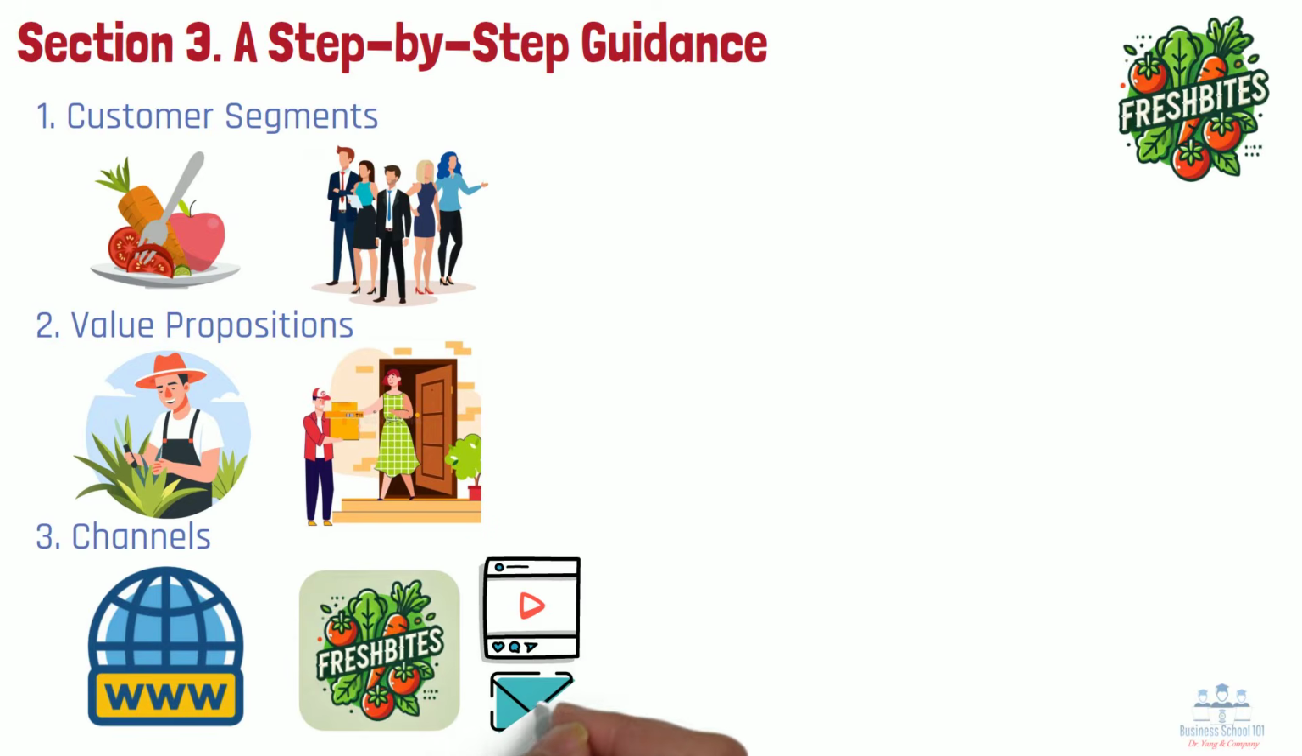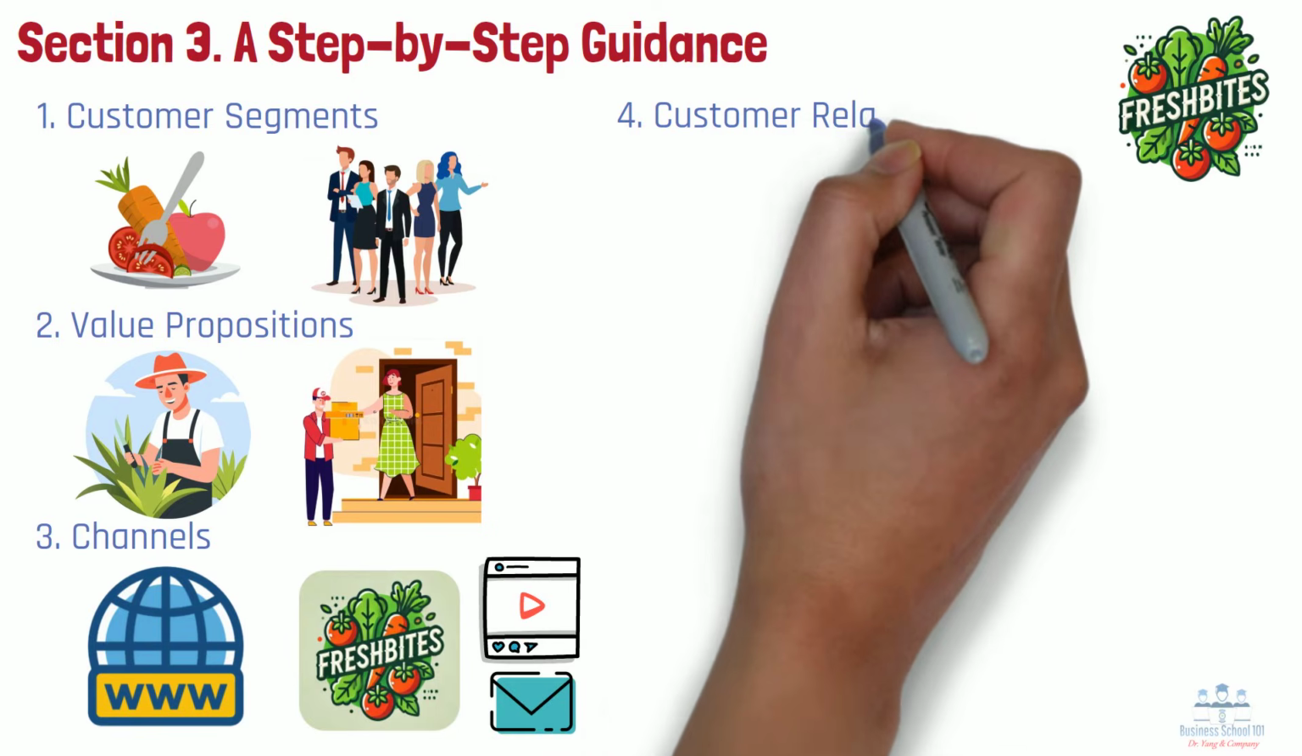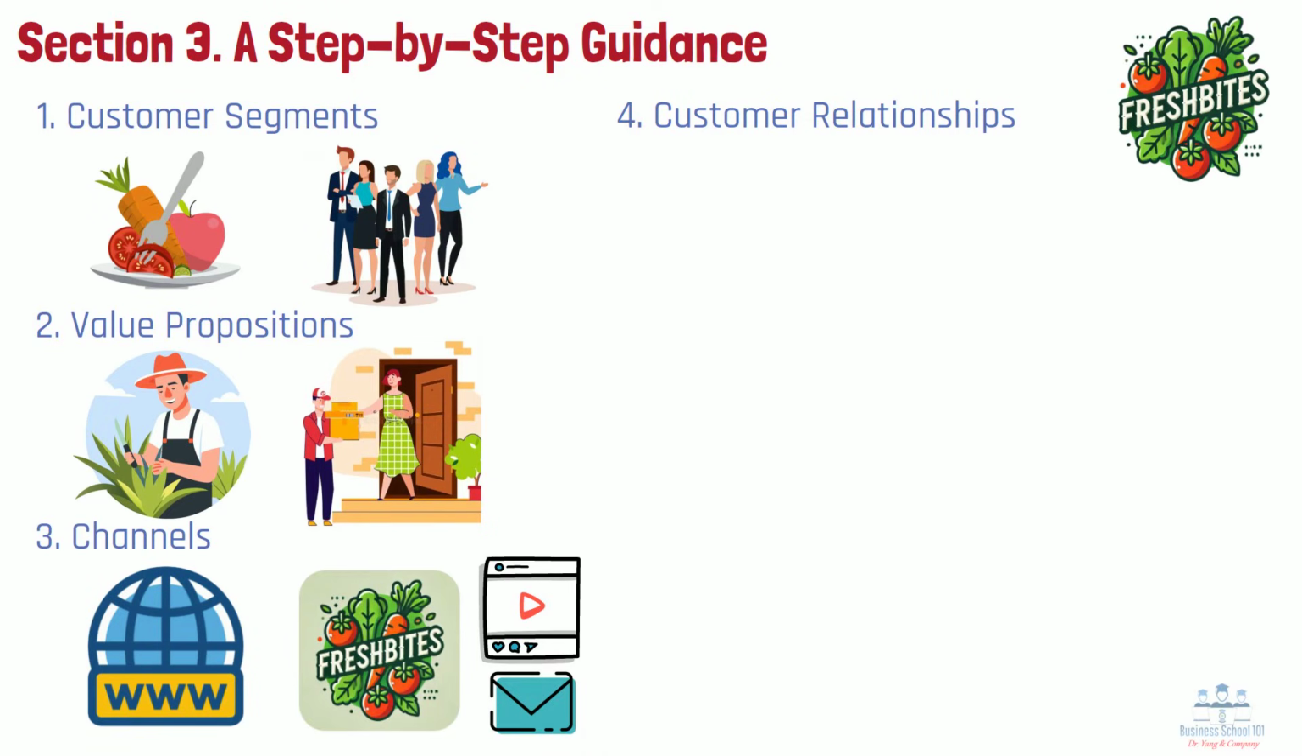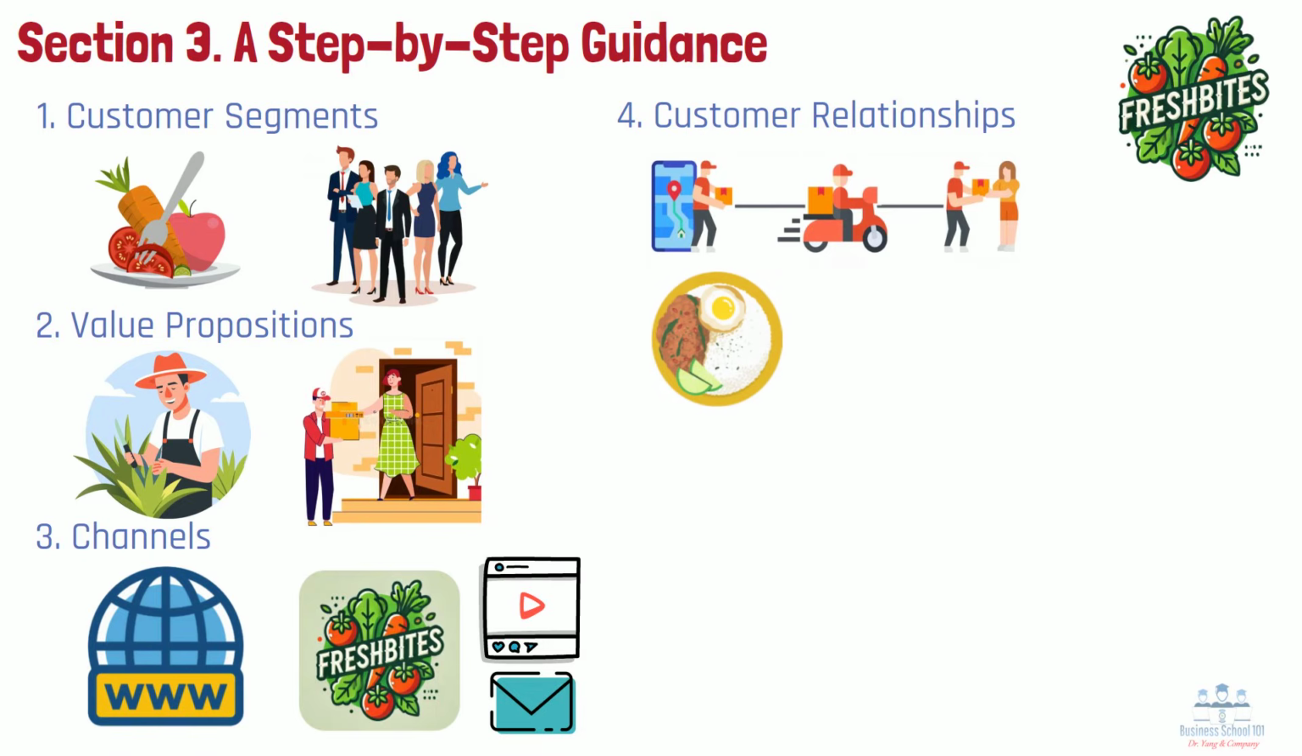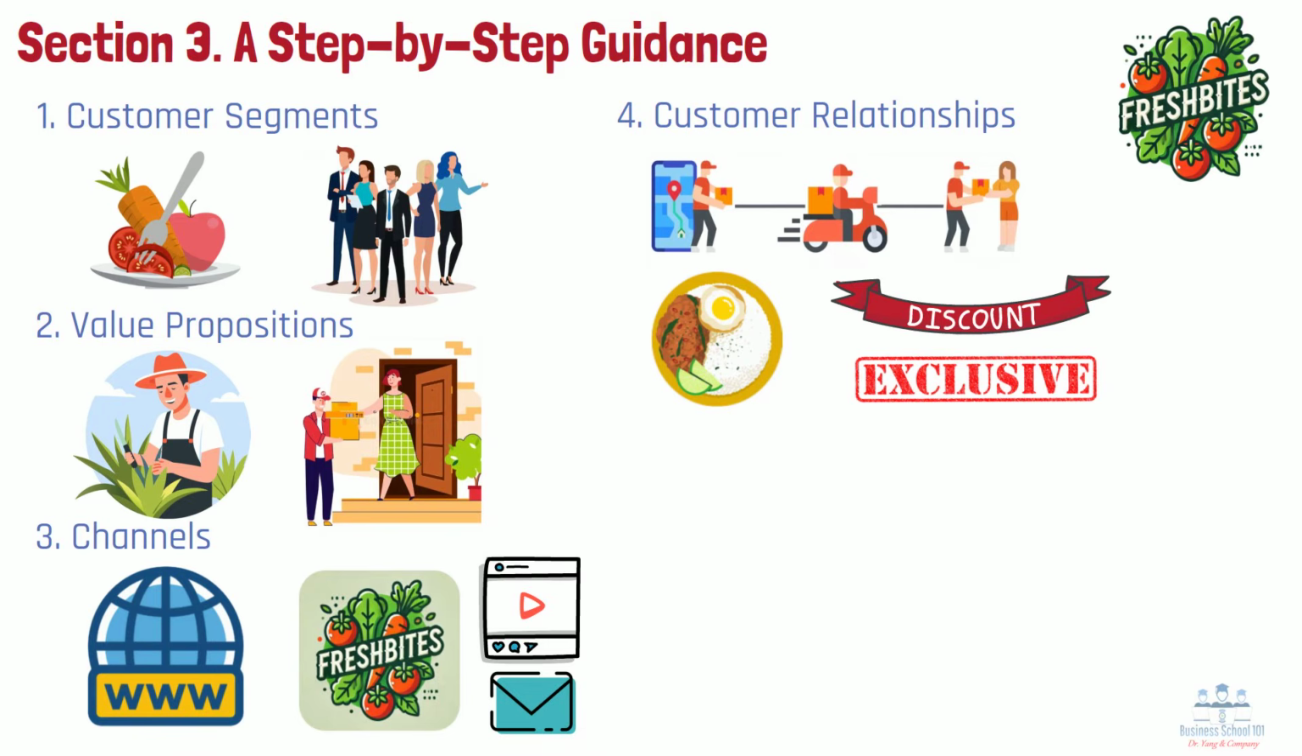Social media and email marketing help engage with customers, promoting new offerings and providing updates. Number 4. Customer relationships. FreshBites fosters strong, long-term customer relationships through personalized services, including real-time order tracking and tailored meal recommendations based on preferences and order history. Loyal customers enjoy discounts and exclusive meals through its loyalty program.